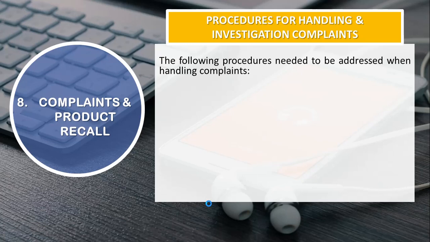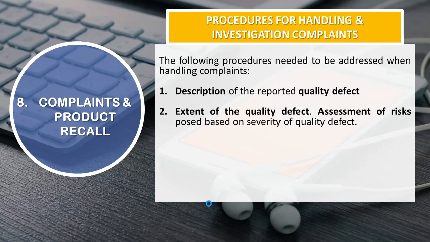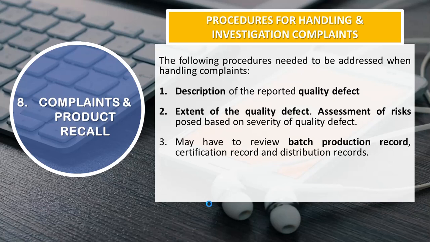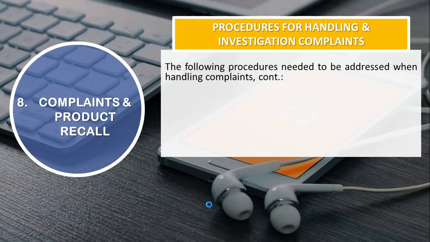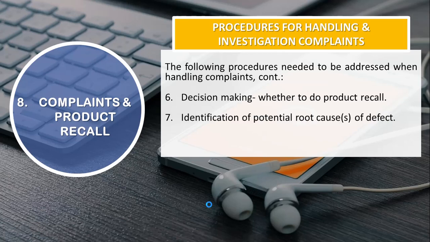The description of the quality defect. The extent of the defect. The severity of the quality defect based on the assessment of the risk. This can be done by reviewing the batch production record or the certification and distribution records. Whether there is a need to request a sample return from the complainant. Decision whether to do a product recall and its effect towards other consumers. Identification of the potential root cause of the defect. The need for corrective and preventive actions or CAPA.